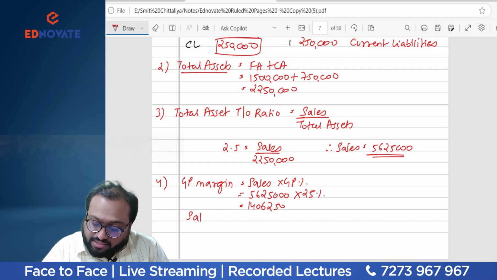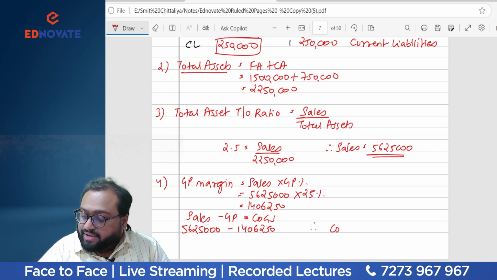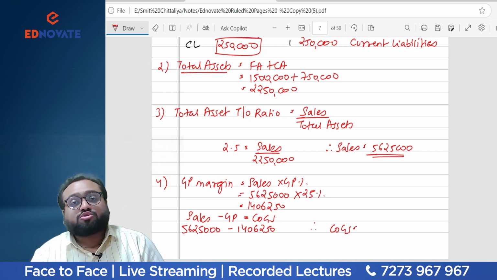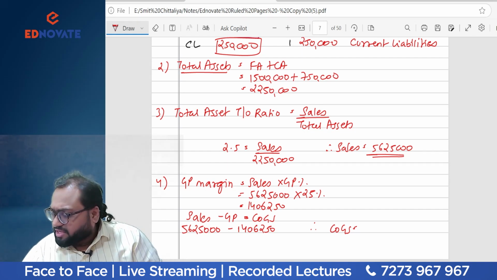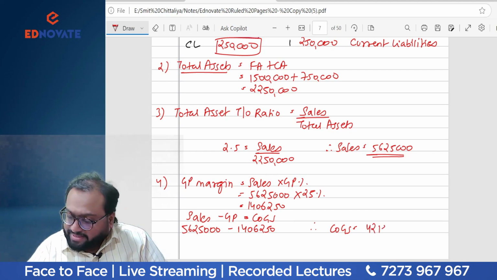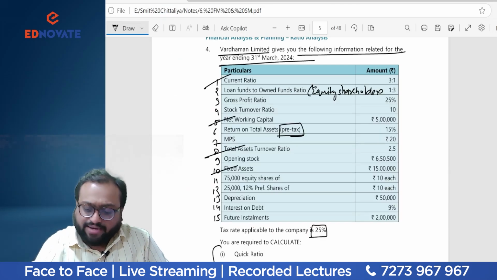And sales minus GP is nothing but COGS. So I can say 56 lakh 25,000 minus 14 lakh 6,250. Therefore, I can get the COGS. Always, whenever you have sales and GP, find out COGS. By default, it might help you somewhere. Yes or no? It will be something like 42 lakh 18,750 as my COGS. You have the data, kindly use it.